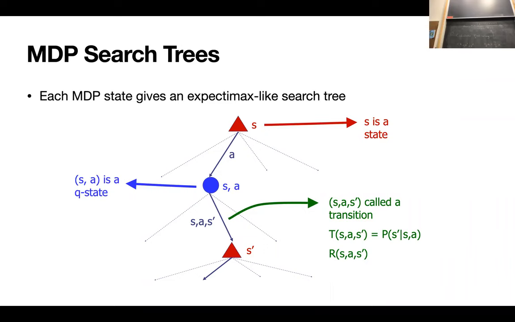We'll denote them as a tuple, S and A. This will be a Q state, and this S, A, and S prime will be called a transition. We've seen this before. This is again a starting state S, taking action A, and ending in state S prime.